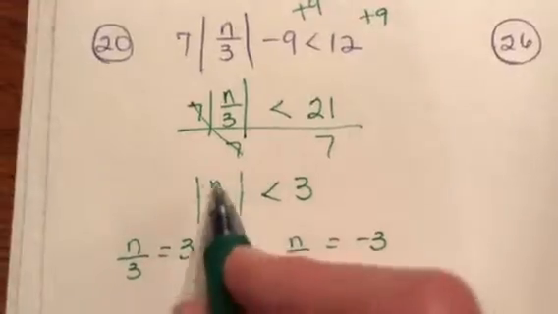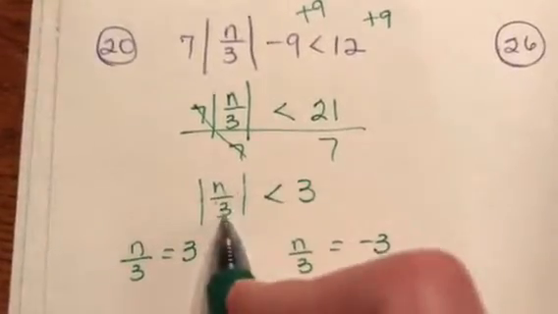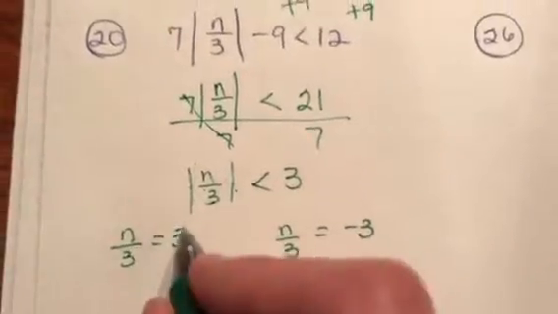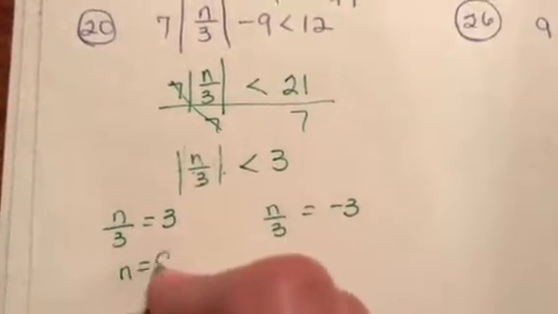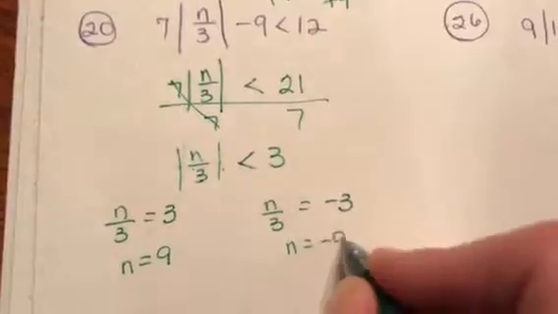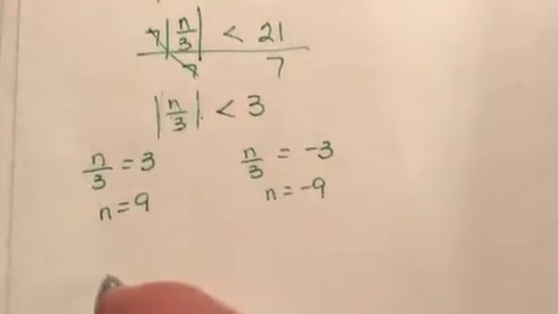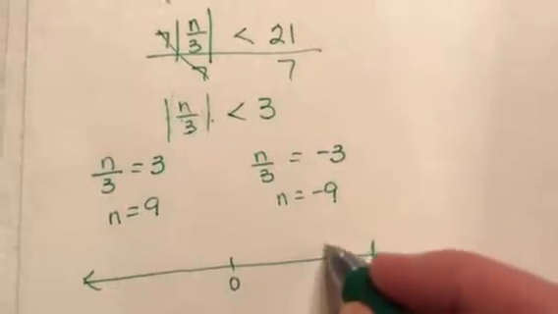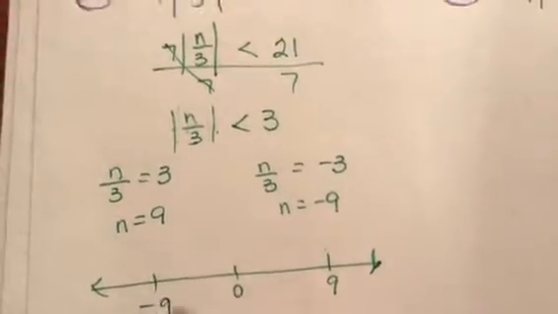And again, I'm going to say this. If this equaled negative 3, when I took the absolute value of it, it would equal 3. Okay, multiply both sides by 3, so I see n is 9. Here I get n is negative 9. Those are my 2 key points. That's the only reason I do it. So there's 0, there's 9, there's negative 9.